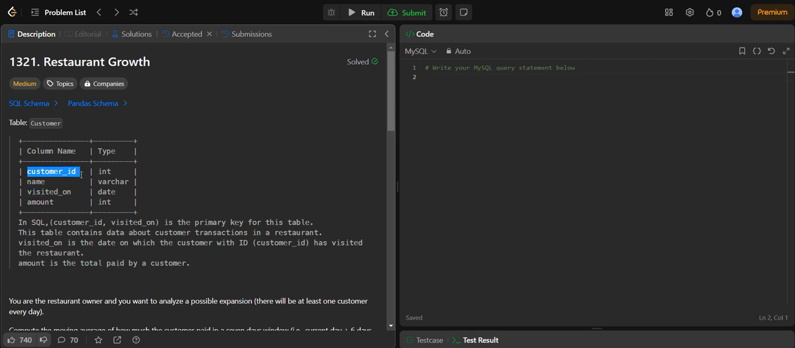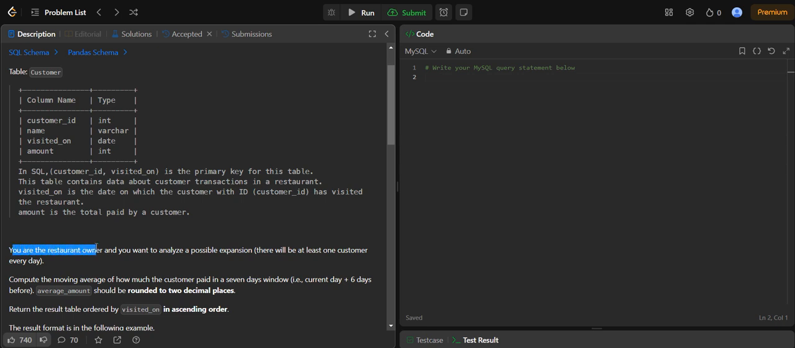That means there may be duplicate entries in customer ID. All entries are not unique. Similarly, on visited on also, all entries are not unique. But the combination of customer ID and visited on is unique. Name is the name of the customer. Amount is the amount that the customer spent on the day he visited. Visited on is the day on which the customer visited, and amount is the total paid by the customer.